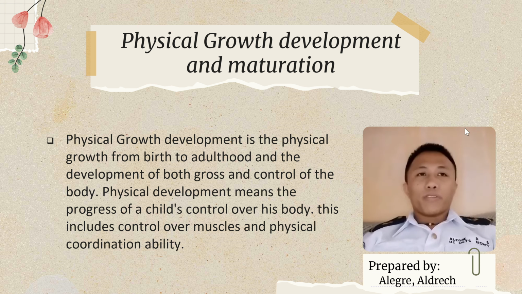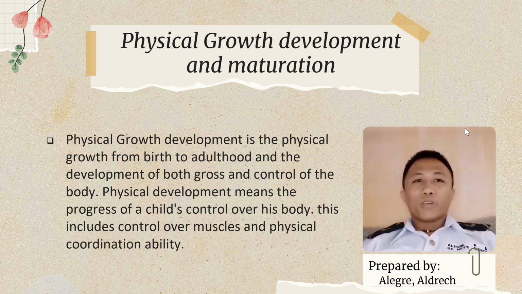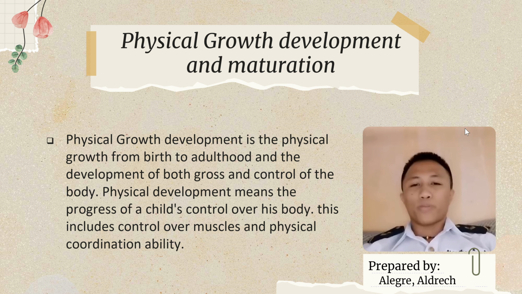Physical growth development is the physical growth from birth to adulthood and the development of control of the body. Physical growth development means the progress of the child's control over his body. This includes control over the muscles and physical coordination abilities. In my own understanding, physical growth development is a step-by-step process of growing a child. They learn finger movement, walking, and speaking. It can change the circulatory and respiratory systems, increase strength and stamina, and also involves the growth and change in the person's body and bodily functions, and involves both physiological and motor development.